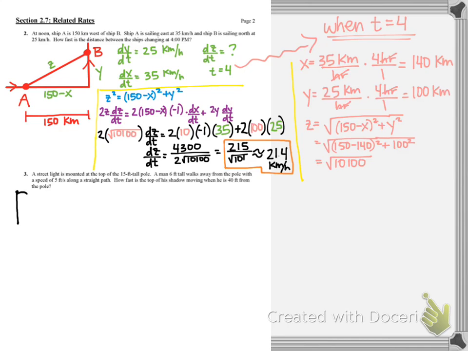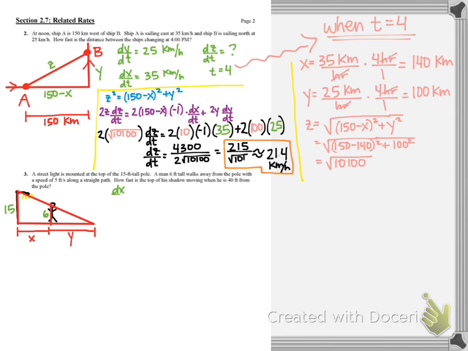There's my light pole, and there's my man, and he's walking away. So his shadow formed from the light hitting him would make this triangular pattern. This distance we'll call x. That distance we will call y. I know that the light pole is 15 feet tall, and I know that the man is 6 feet tall.